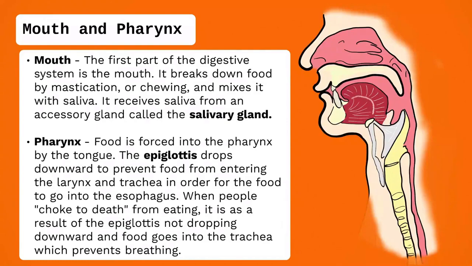Food is then forced into the pharynx by the tongue. The epiglottis drops downward to prevent food from entering the larynx and trachea in order for the food to go into the esophagus. When people choke to death from eating, it is a result of the epiglottis not dropping downward and food goes down into the trachea, which we discussed in the respiratory section, which prevents breathing.